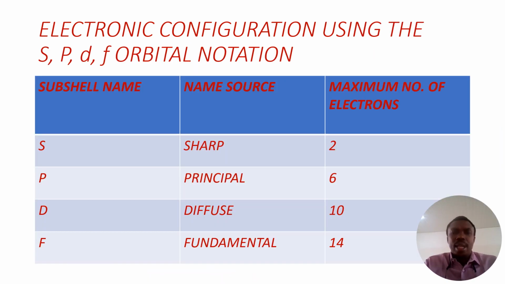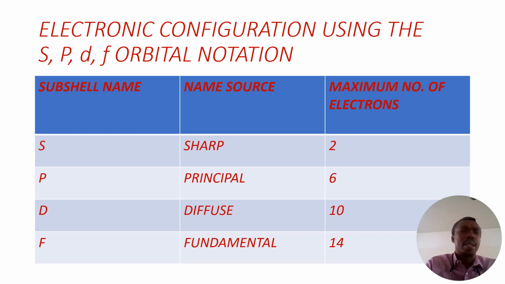So now, having considered the electronic configuration whereby you draw the shells and arrange the electrons in the shells, starting from the innermost shell to the outermost shell, we want to look at the electronic configuration using the SPDF orbital notation. The S, P, D, and F just represent subshells in the shell. So let's look at the subshell name.